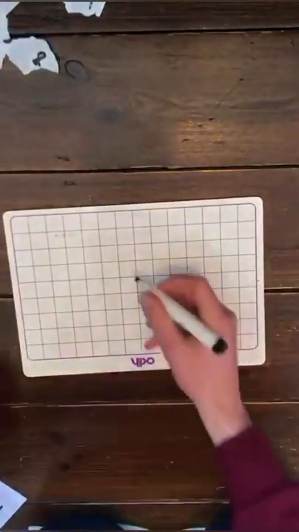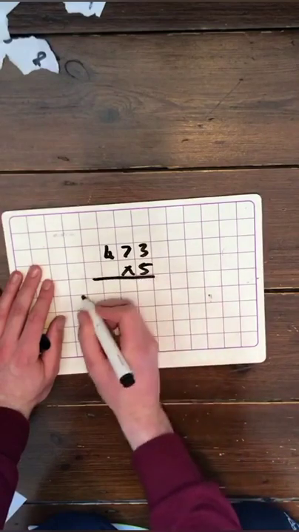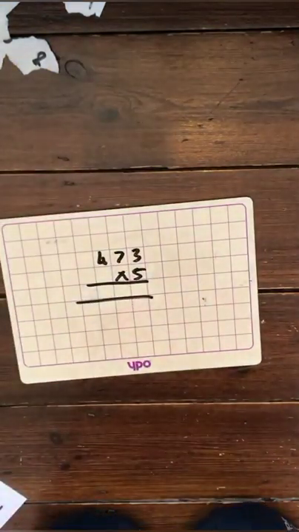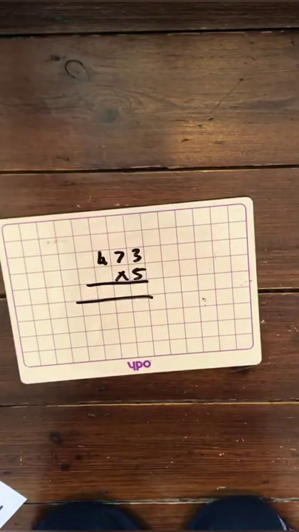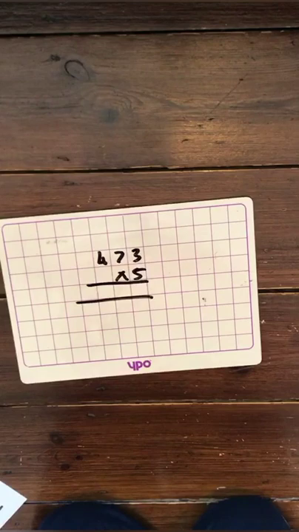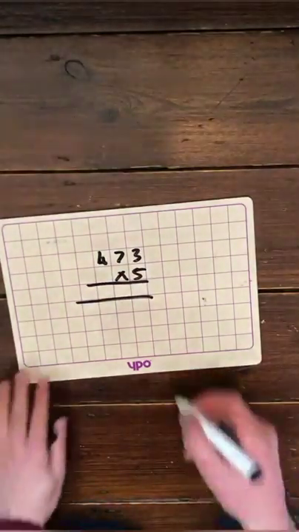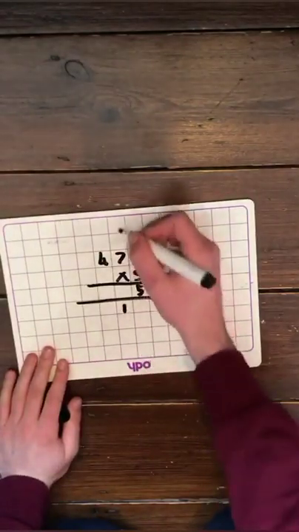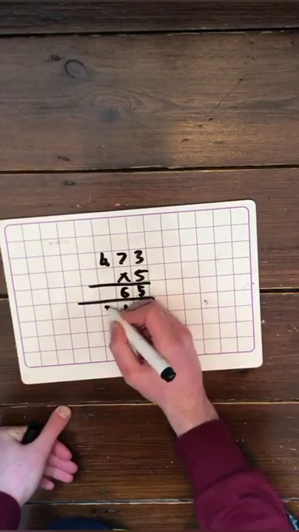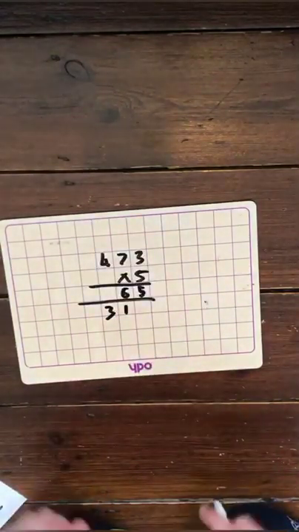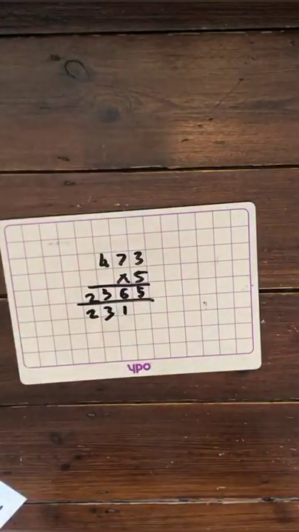Right, let's just do a quick recap. 473 times 5. Have a go at this one. And remember, I should see some of you trying to check your answers with ones and hundreds check. So 5 times 3 is 15. 5 times 7 is 35, plus the 1 is 36. 5 times 4 is 20, plus the 3 is 23. 2,365.